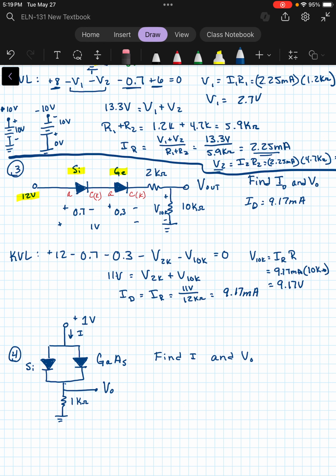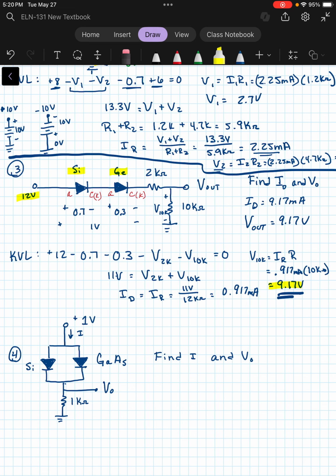Oh, I'm sorry. For the current, I think I miswrote that. It is 0.917 milliamps. Sorry about that. Let me fix that. 0.917 milliamps. So that gives us 9.17 as our V out. Okay.